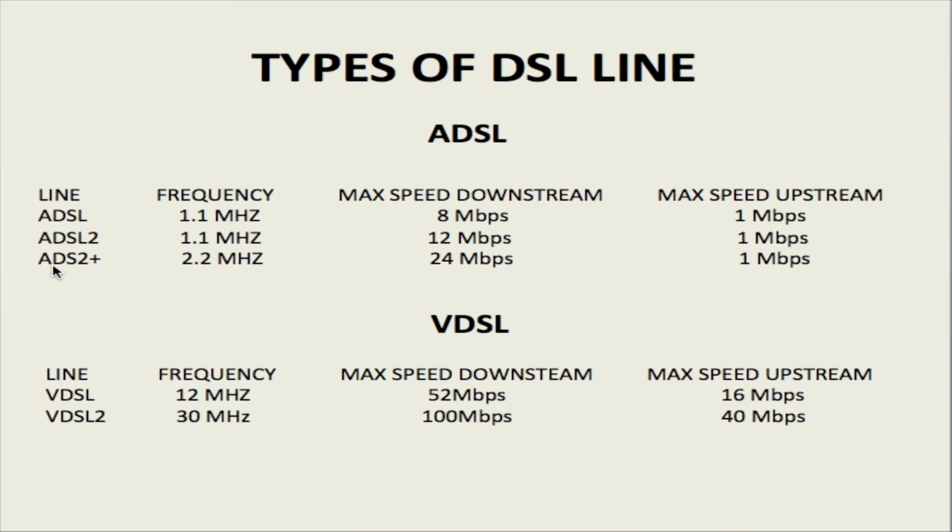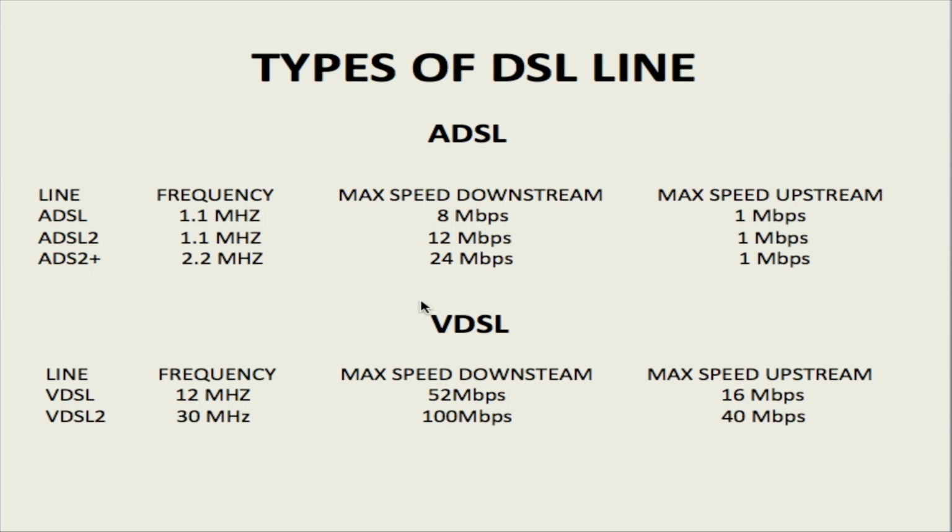Now for ADSL2 Plus, we have a frequency of 2.2 megahertz, which is double the frequency of ADSL2. And the download speed is also double, from 12 megabits per second to 24 megabits per second. The upload speed is still 1 megabit. So ADSL2 Plus is also asymmetric.